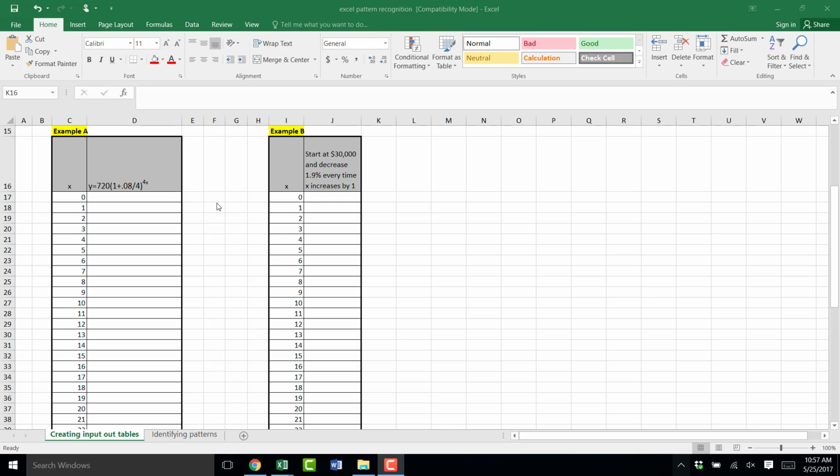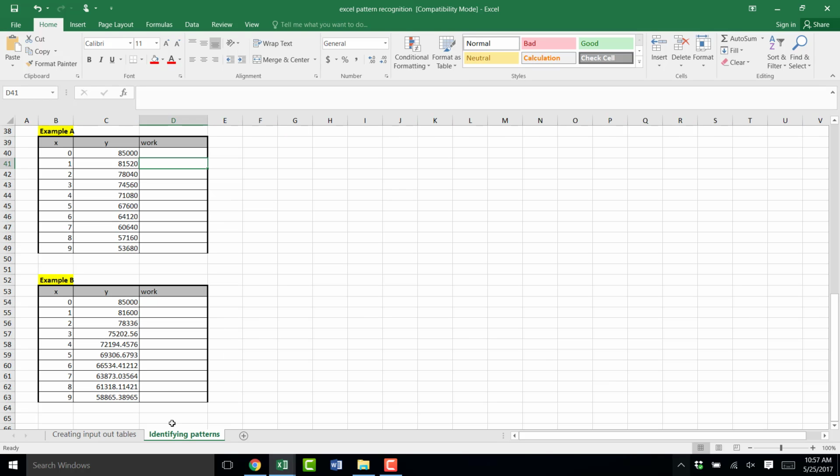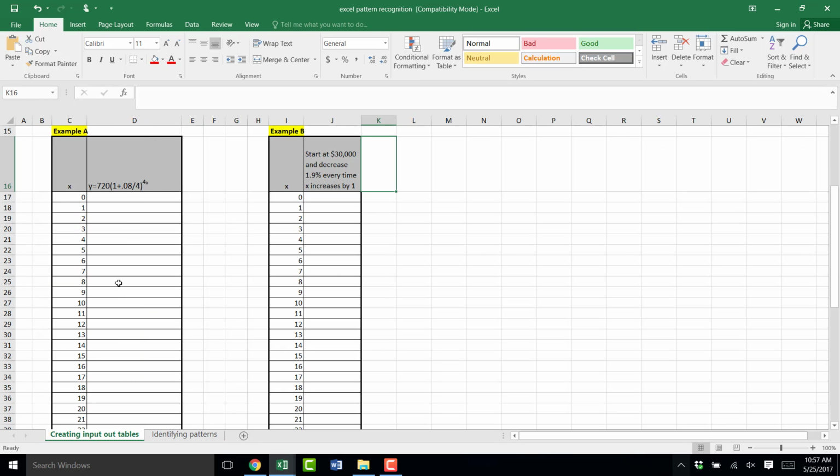In this video, we're going to use Excel to take given equations or given patterns and fill in an Excel table. And second, given an Excel table, see if we can identify the pattern in the given table. So I'm going to start here with an input-output table that's been partially created already.